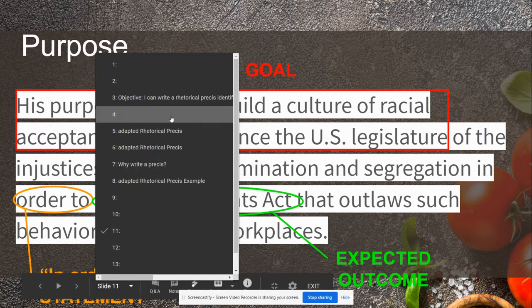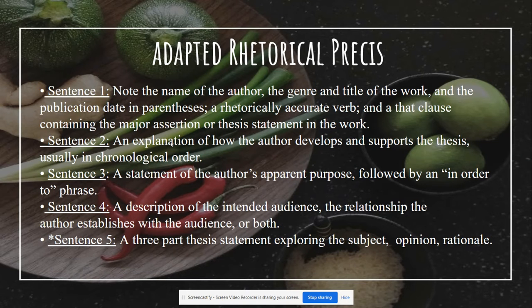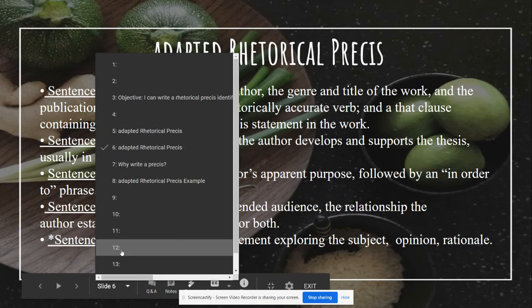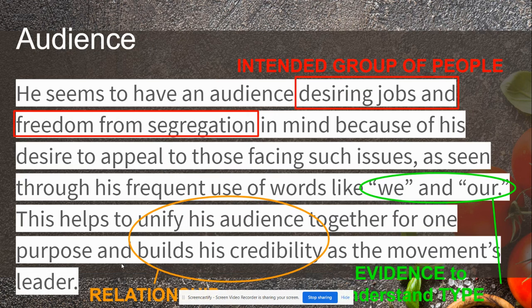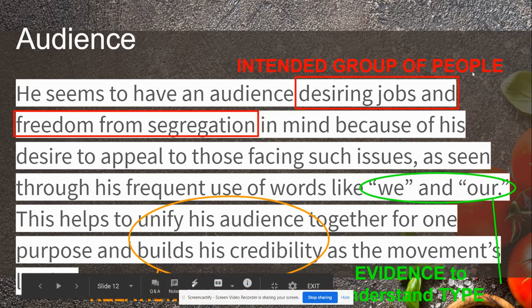schools and workplaces. So looking at the next one, we're going to look at a description of the intended audience. Who is supposed to listen to this? And how does the author establish his relationship with the audience? Or you can examine both of those things. So here we have, he seems to have an audience desiring jobs and freedom from segregation. So think about who the intended group of people is. Try to be as specific as possible.